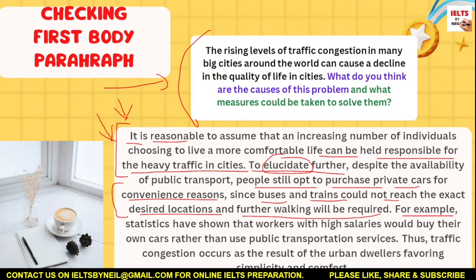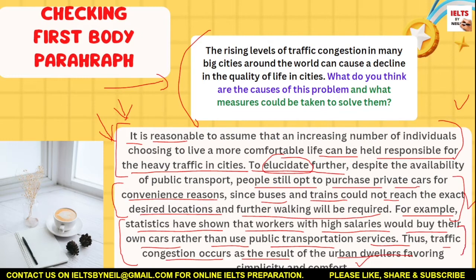Okay, for example, statistics have shown that workers with higher salaries would buy their own cars rather than use public transport services. Thus, traffic congestion occurs as a result of the urban dwellers favoring simplicity and comfort. Now, the student has given a good example saying that people with the higher salaries, they buy their own cars rather than using the public transport, right? So overall, this body paragraph is very well developed. So first the student has given the reason, then has explained it, okay, and then has given the example, right?